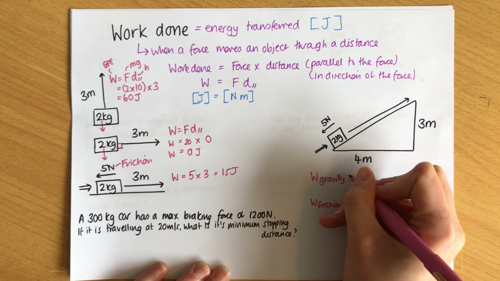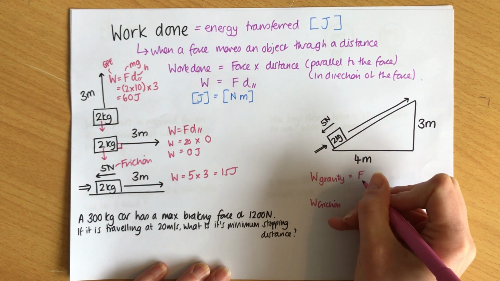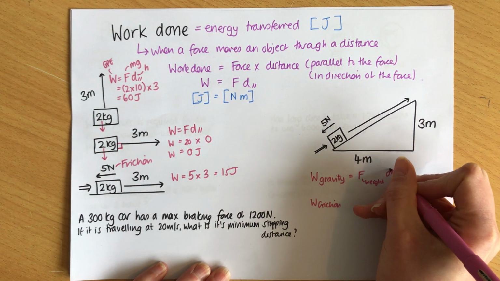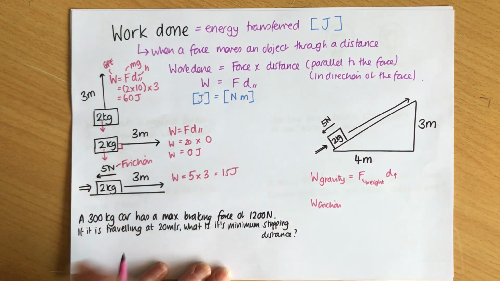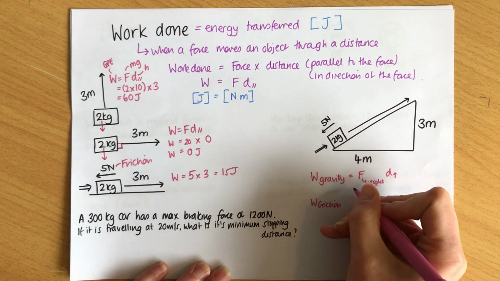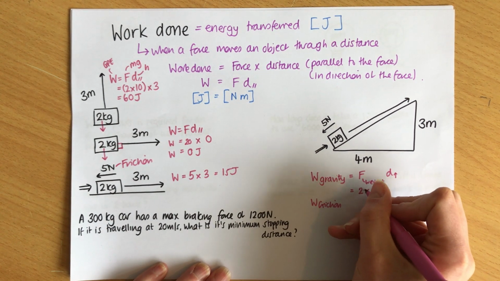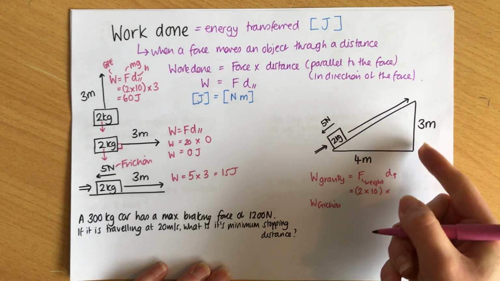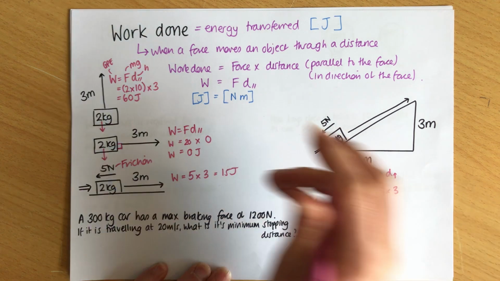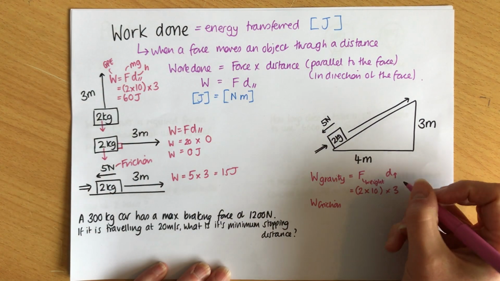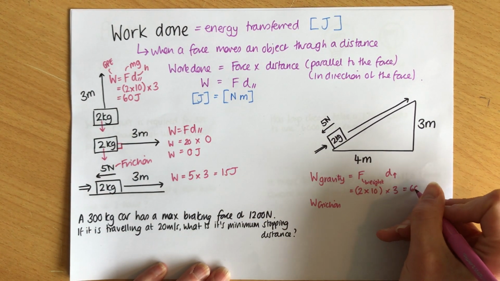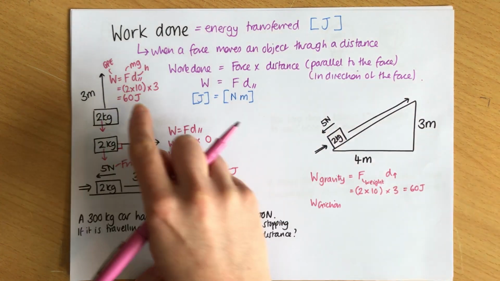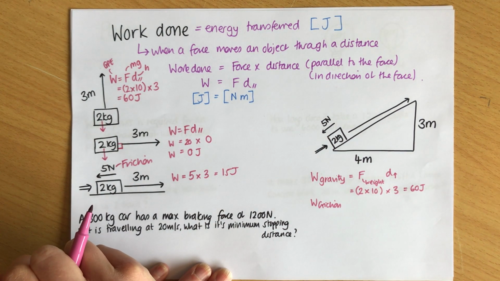The work against gravity is going to equal the force, which will be the weight, times the distance that's parallel. So I care about the vertical distance. Here, the weight of this object is 2 kilograms times 10 to get 20 newtons, and the distance it travels vertically is 3 meters, just like before. So I'm going to have 60 joules of work done against gravity. Even though I'm going up the slope, it doesn't matter, it's the vertical distance I care about.